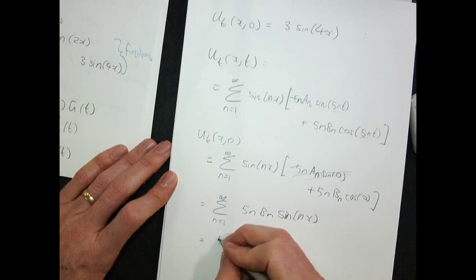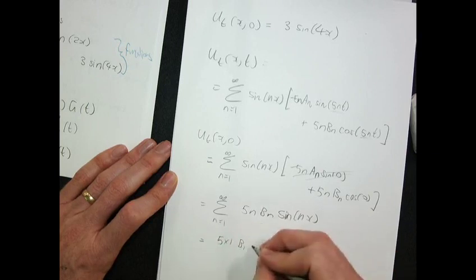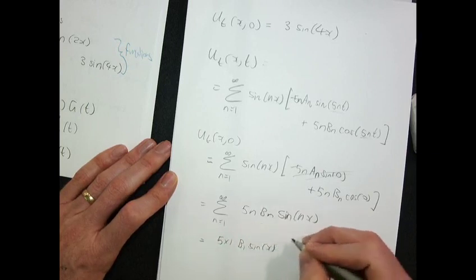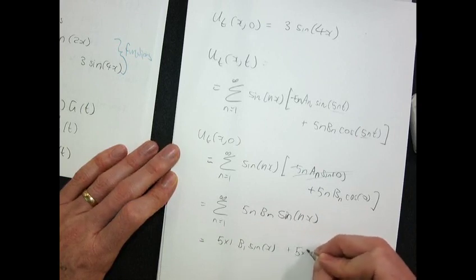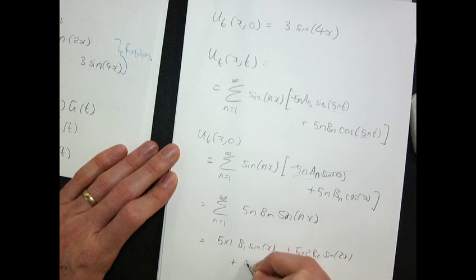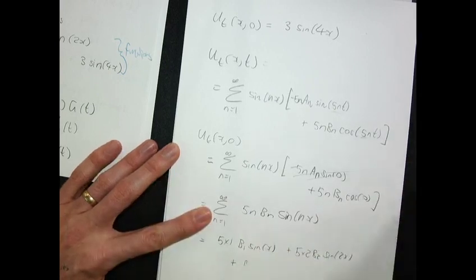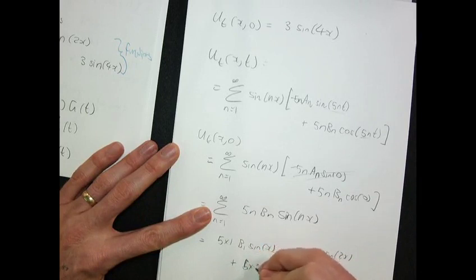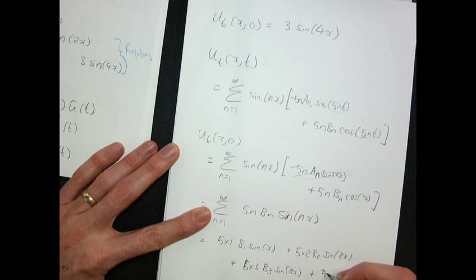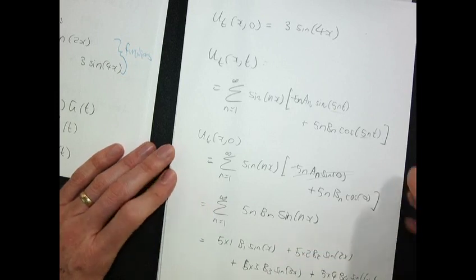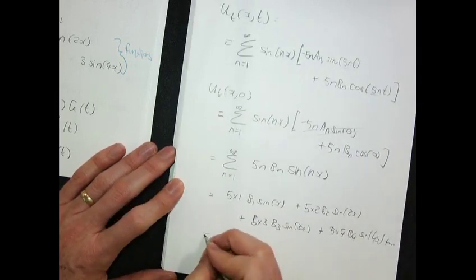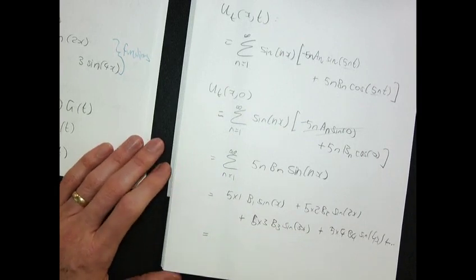When n is 1, I get 5 times 1 b1 sine 1x. And when n is 2, I get 5 times 2 b2 sine 2x. And when n is 3, I get 5 times 3 b3 sine 3x. And when n is 4, I get 5 times 4 b4 sine 4x, and so on. And this is all supposed to be equal to 3 sine 4x.